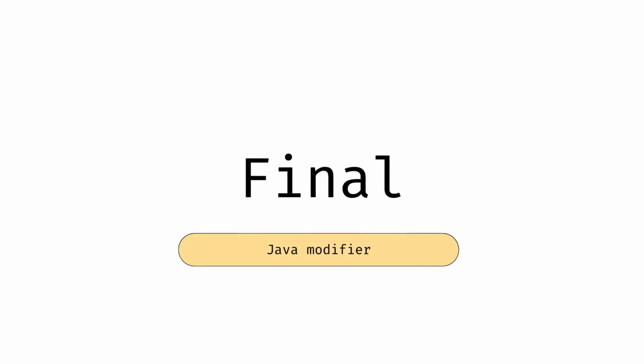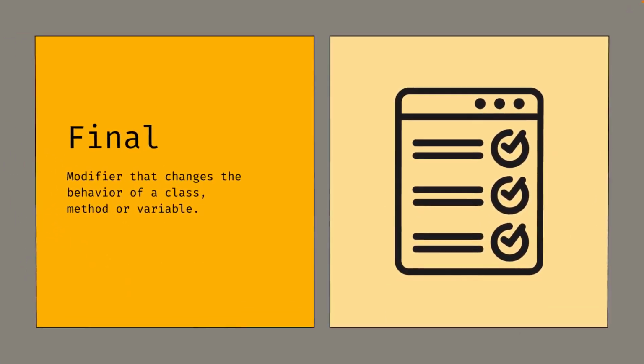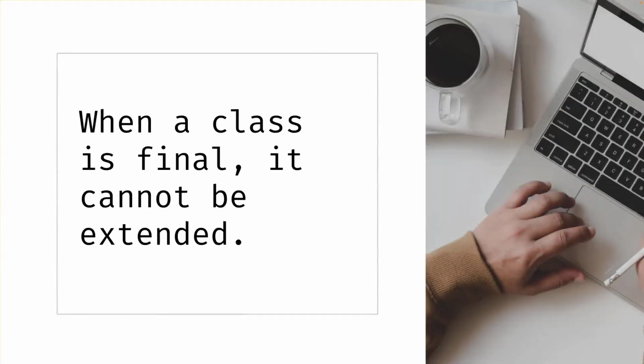In this final video of this module, we'll look at another Java modifier, namely final. So the final keyword is another modifier, and it slightly changes the behavior of the class, method, or variable that it's on. Let's first talk about what the final keyword does when it's placed on a class. When a class is final, it means that the class cannot be extended by other classes.